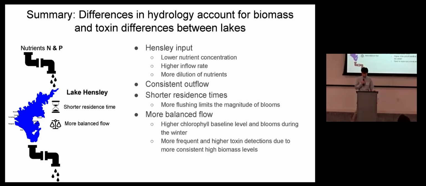So due to higher chlorophyll baseline levels and occasional spikes in TP and TN, Lake Hensley might favor more toxic dominant species, allowing for more frequent and higher toxin concentrations. And so this overall answers our question, or starts to answer our question, on why the lakes differ in biomass and toxins. And we found that the individual lake flow and outflow together alter residence times and nutrient dilution, and therefore can cause differences in biomass and toxins. And that about wraps it up, and I'm happy to take any questions.